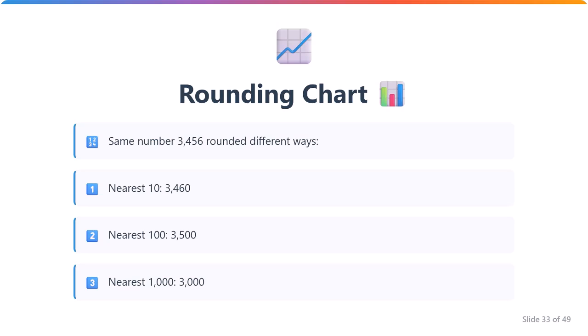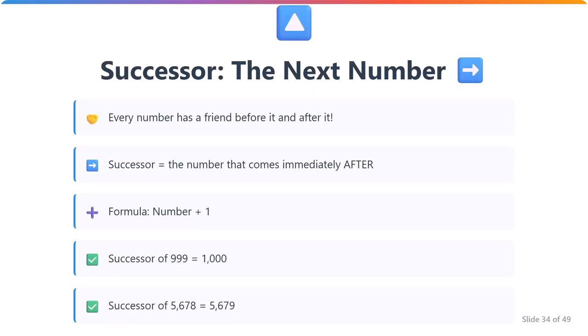3,456 becomes 3,460 when rounded to the nearest 10, becomes 3,500 when rounded to the nearest 100, and becomes 3,000 when rounded to the nearest 1,000. Every number has a friend before it and after it.